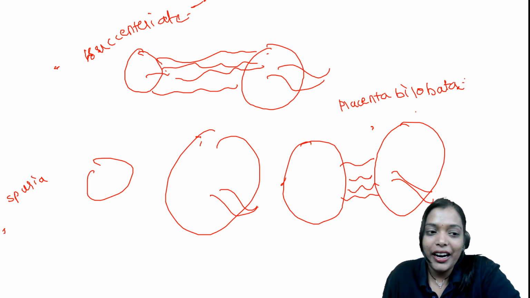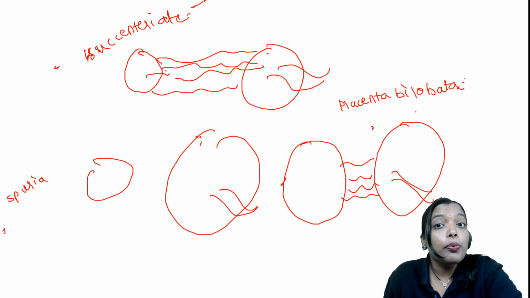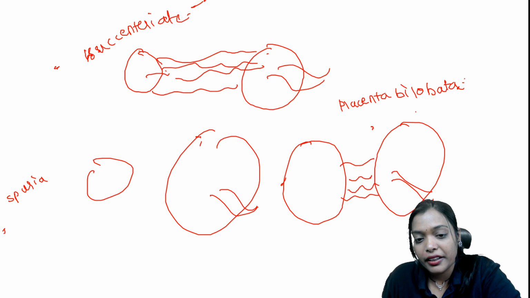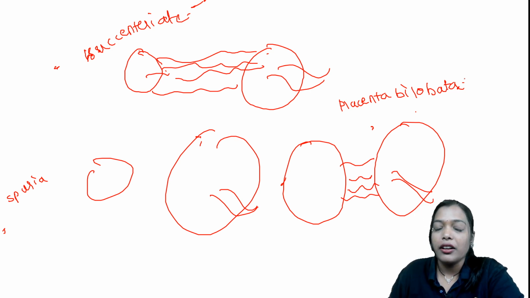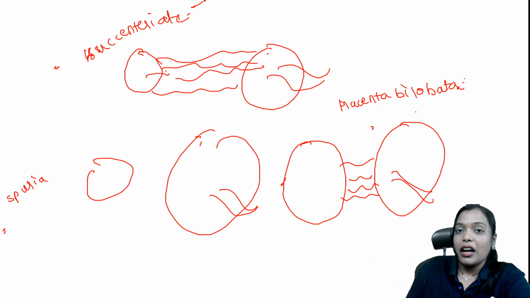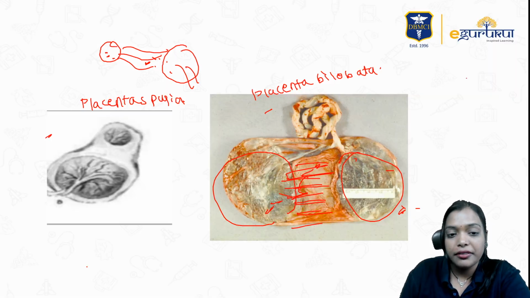So we have seen three varieties here. In succenturiate lobe, one cotyledon is separate from the entire placenta, but they are interconnected. In spuria, one cotyledon is separate from the entire placenta and they are not connected. In bilobata, one entire lobe is connected with the other lobe and they are interconnected.